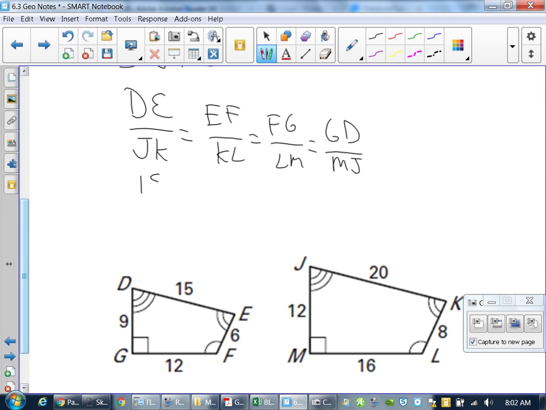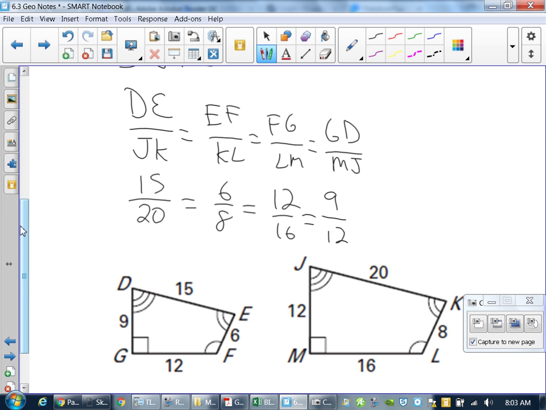So 15 over 20, is that the same as 6 over 8? Is that the same as 12 over 16? And then is that the same as 9 over 12? Now all I have to do is take your calculator out and see if each one of those simplifies to the same value. Right. They all reduce to 3/4.